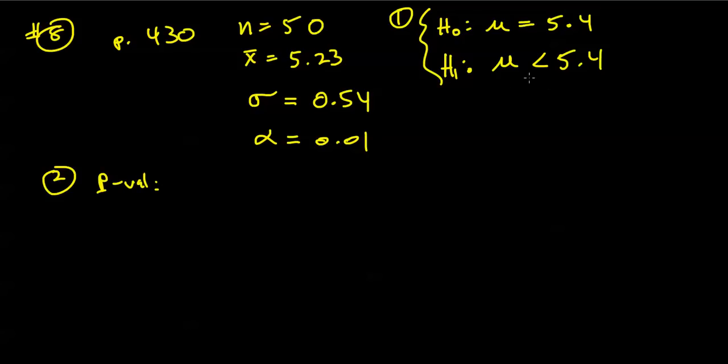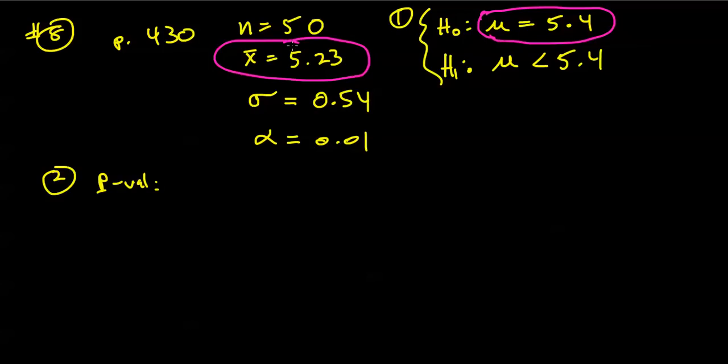And again, let's not lose sight of what's happening here. Again, let me highlight that before we go on to computing the p-value. What's really happening is the assumption is that this is true, and we're challenging that claim with this sample data. Now clearly 5.23 is less than 5.4. The idea here is it's significantly less than 5.4, significant enough to warrant rejecting the null assumption.